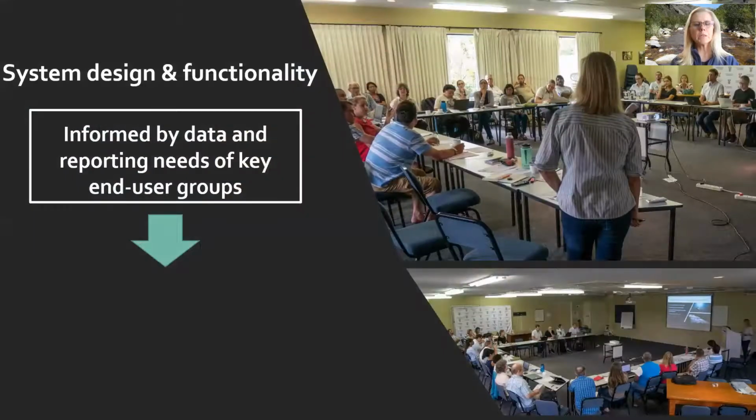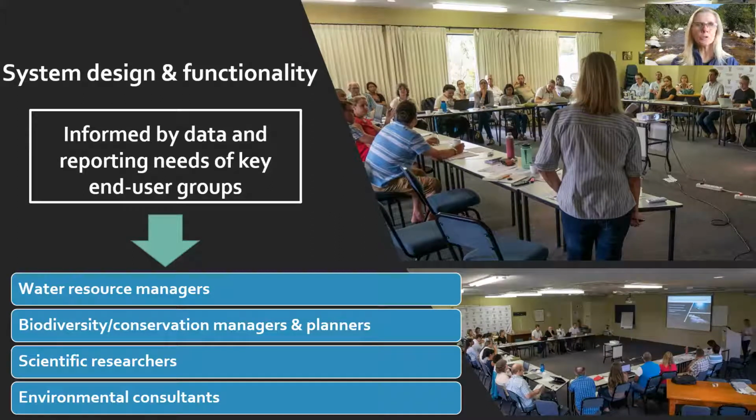In terms of system design and functionality, the FBIS was very strongly informed by the data and reporting needs of the key end user groups, including water resource managers, biodiversity and conservation managers and planners, scientific researchers, as well as environmental consultants. And we ran a series of workshops where we discussed the needs of the end users and used this to inform both the design of the system and the data mobilized in the first phase.